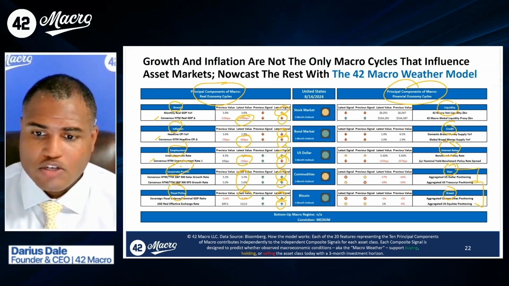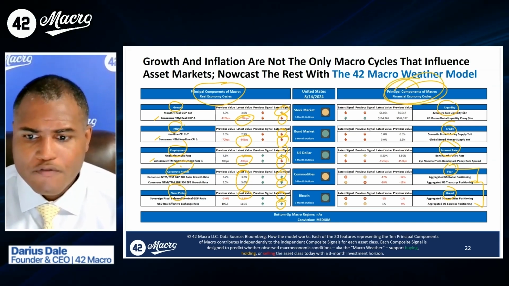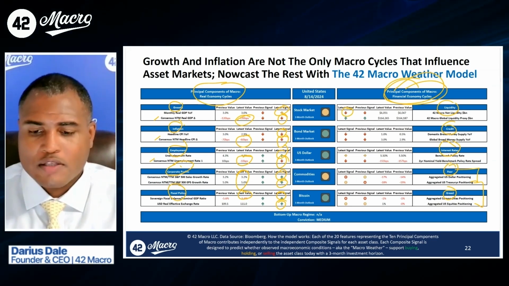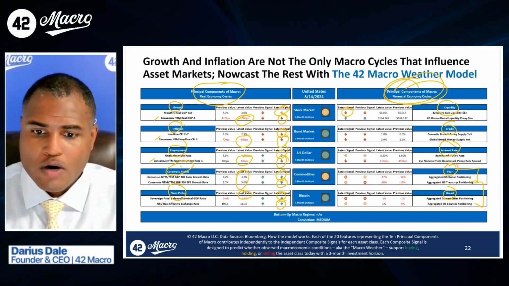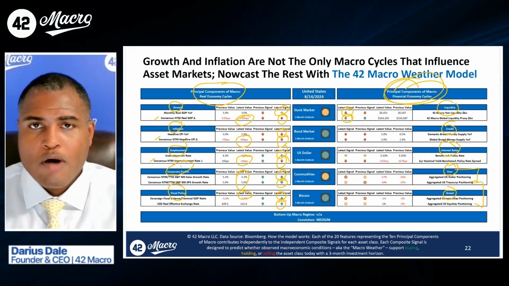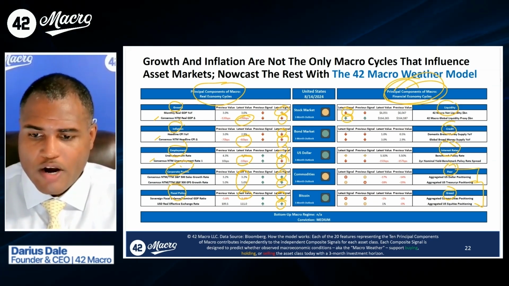So shifting gears to the financial economy cycles here on the right, 42 macro net liquidity, something we'll talk about later in the presentation. That's U.S. liquidity. That is currently trending lower. Global liquidity is currently trending higher. We'll talk about our global liquidity proxy as well in the forecasting liquidity section.